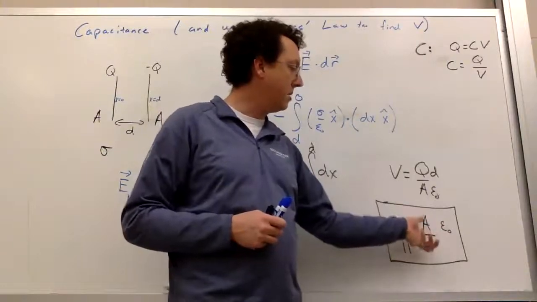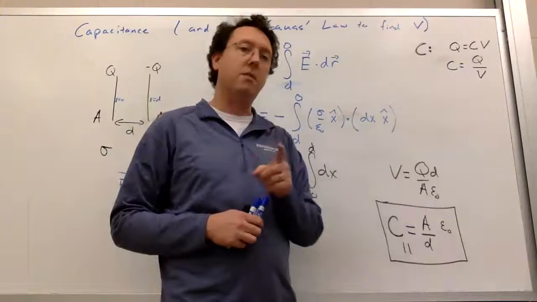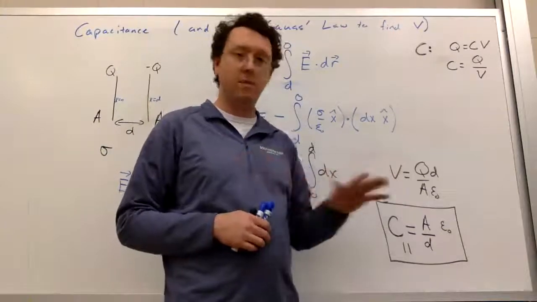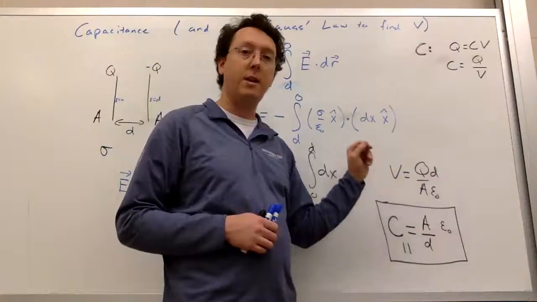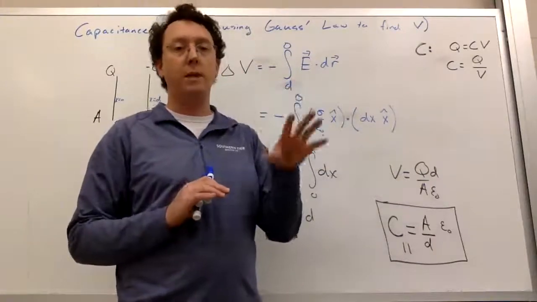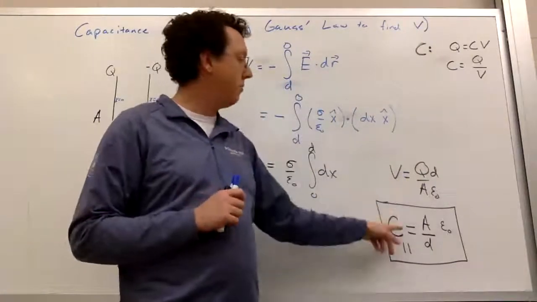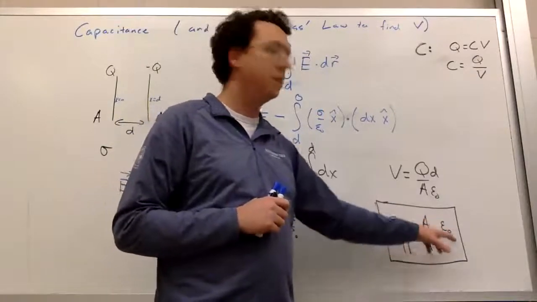And it's always something geometric times epsilon naught. It never ever explicitly depends upon Q or V. So there will never be Q or V in the formula for capacitance. It's always geometry times epsilon naught.